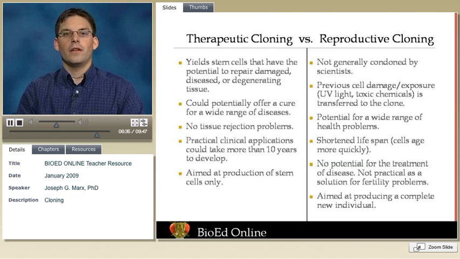Some of the risks involve that the cell used to make that individual through reproductive cloning would harbor all of the damage previously accumulated by the donor cell. This has been demonstrated in many of the cloned animals. In addition to the health problems, cloned animals also have a significantly reduced lifespan. The use of reproductive cloning for fertility treatment, as I indicated before, has such a low success rate, it is really not a viable option as opposed to in vitro fertilization, which has a much, much higher success rate.